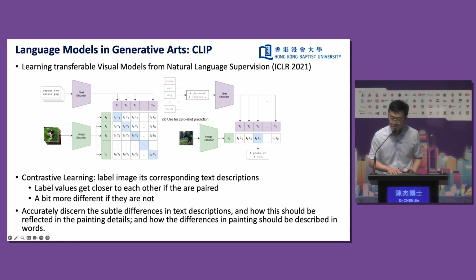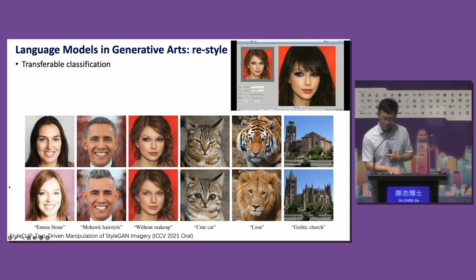And we input an image of Taylor Swift again and input the prompt without makeup. Okay, so this is what this generative model thinks. If we have the image of a cat and we input cute cat, the language model will know that a larger eye will make a cat cuter, so that it will lead to the regeneration of image pixels to make the cat have a new look.